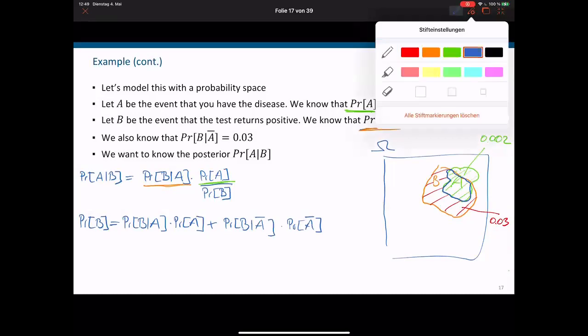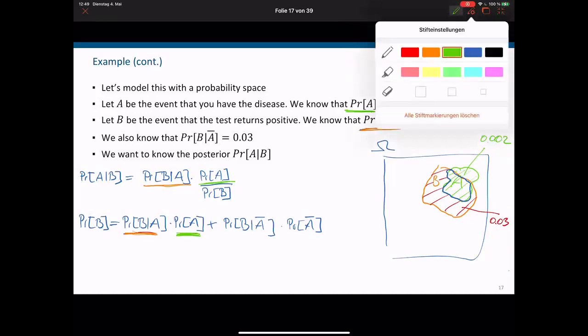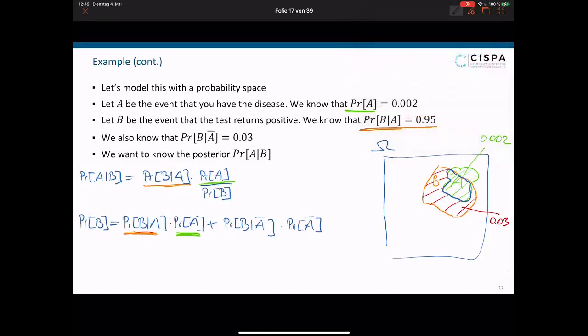So what color do we use? This guy is good. We have him, that guy, or let's use the correct colors. This guy here is orange. This guy here is green. Now let's use maybe black. Black is this guy. So the only thing that's missing is probability of not A.